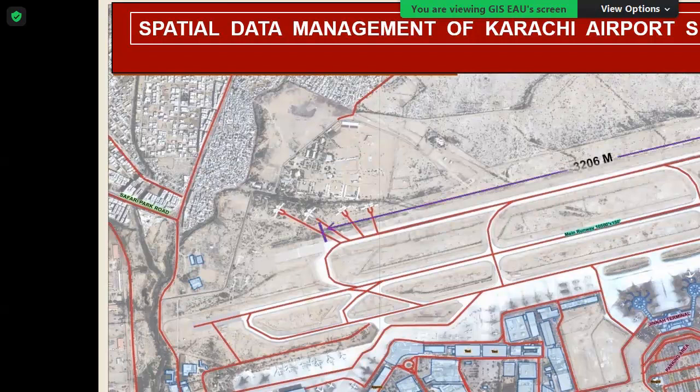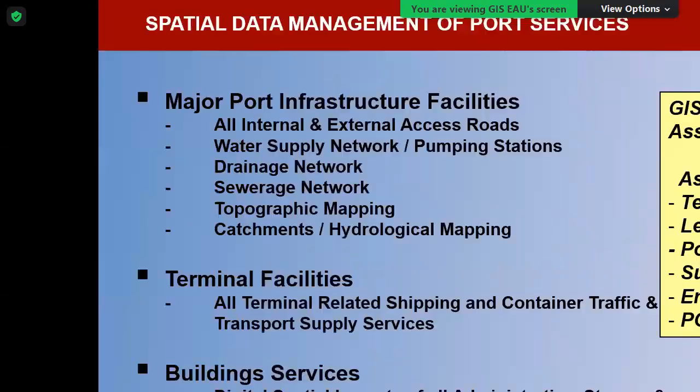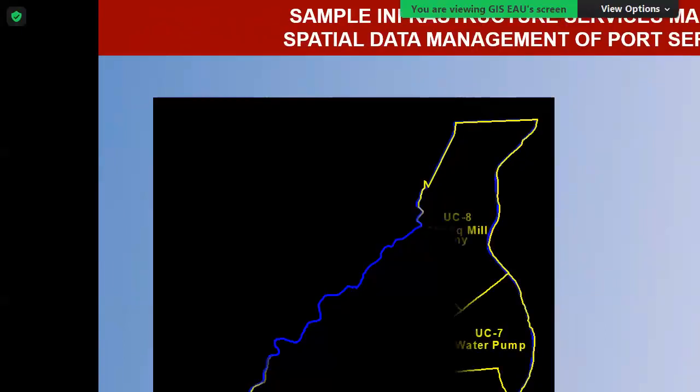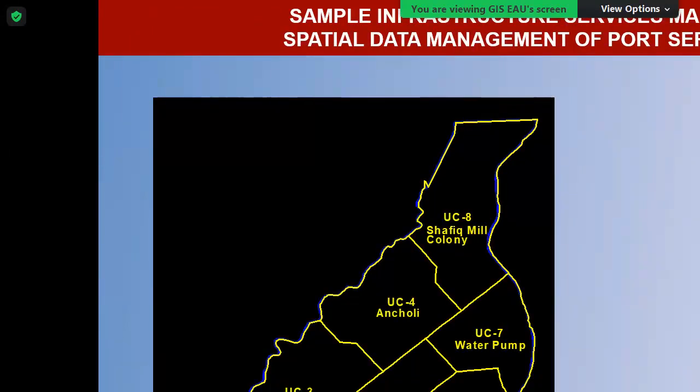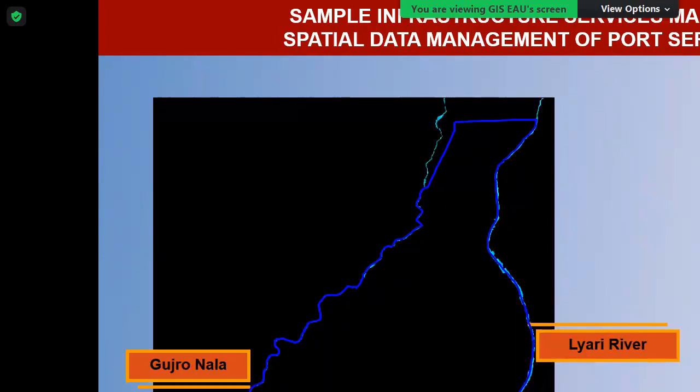This is the length of the runway. This is the area of the runway, area in square kilometers, and then infrastructure mapping. And we do the infrastructure. This is our city, some town. These are the administrative boundaries. These are the drains, river, and this is Gujar.